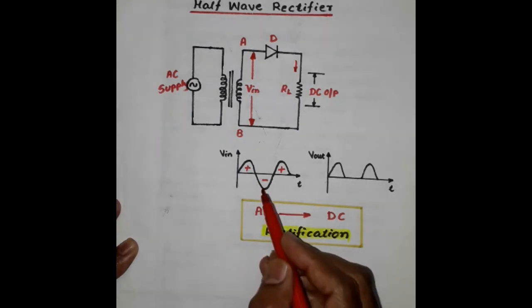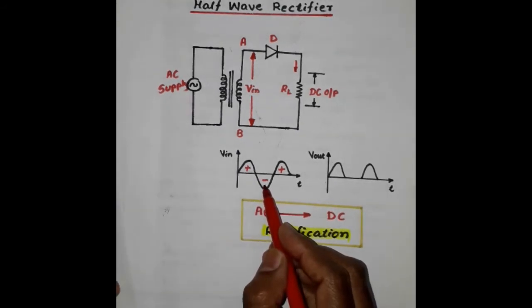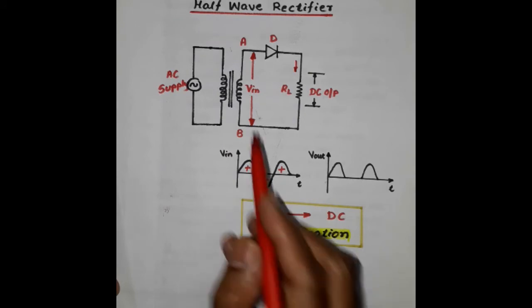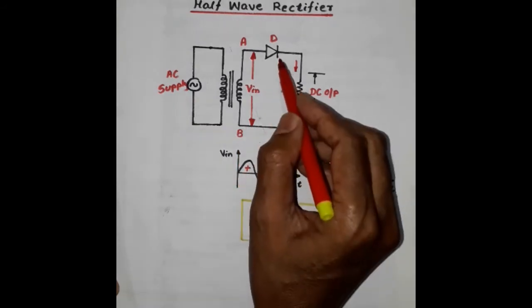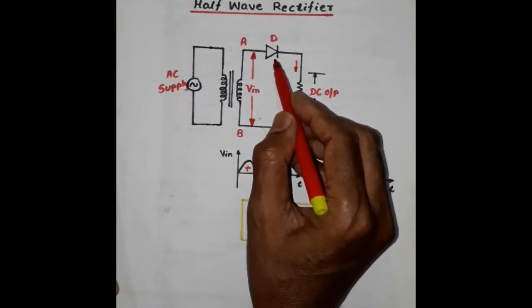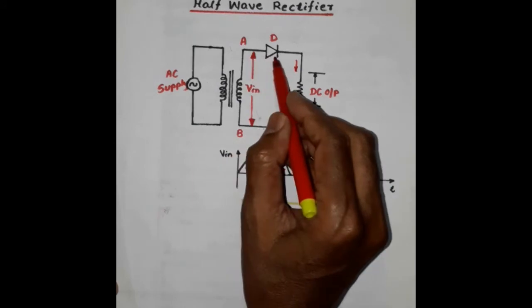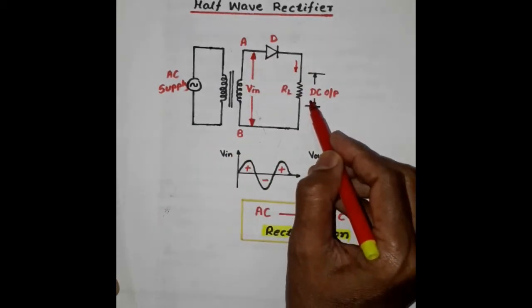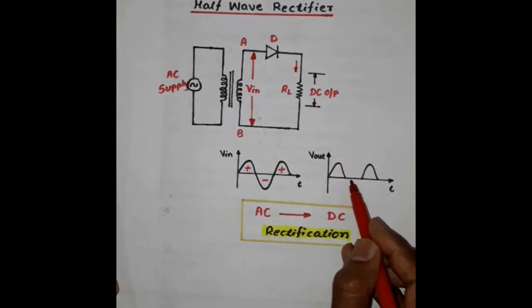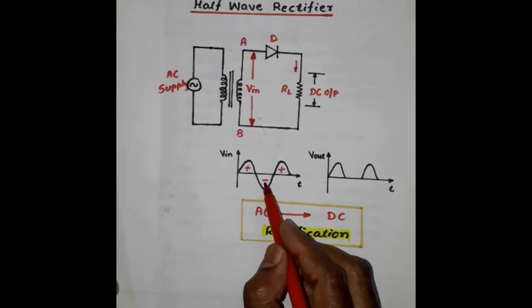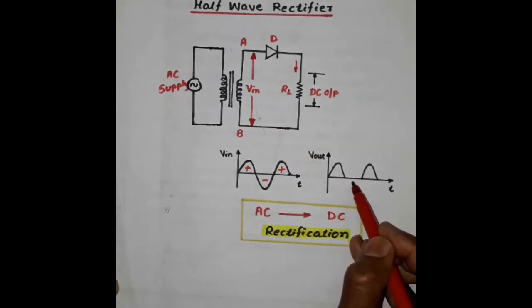But when there comes next half cycle, negative half cycle, end A becomes negative, B becomes positive. Diode will be in reverse bias, and that's why it does not conduct current. So current will not flow through the diode, current will not flow through the load resistance RL. So there is no question of getting any output voltage across RL, and that's why for negative half cycle of the input AC, we don't get any output voltage across the load resistance RL.